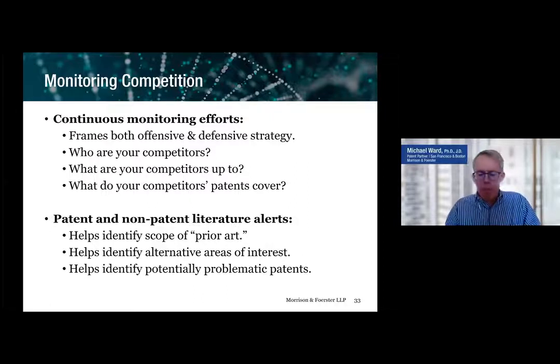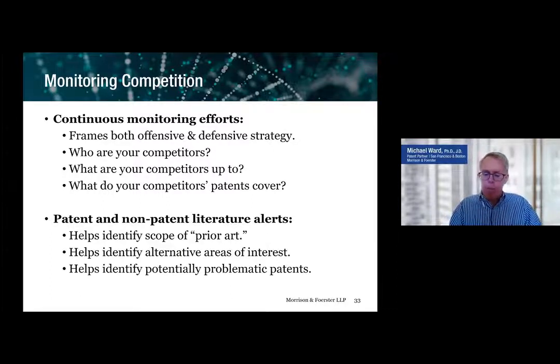So you can also set up alerts where you're monitoring patent and non-patent literature. You can look for patents that get published, and you can also look for publications, because this helps you identify the scope of what they're working on, all right? It may also stimulate thought within the company. What are other areas of interest for us? And it may also help you to identify potentially problematic patents. Do you have a donut problem, all right? It's important to know that early.